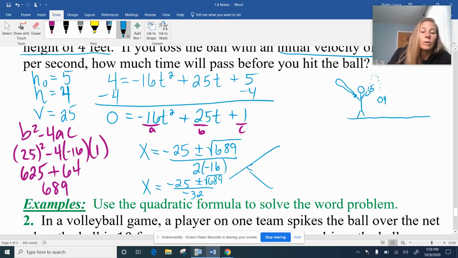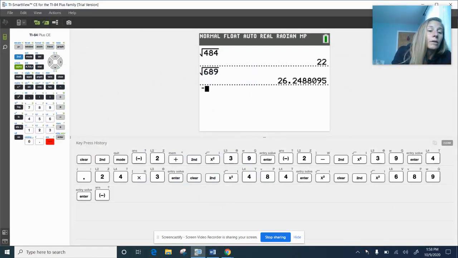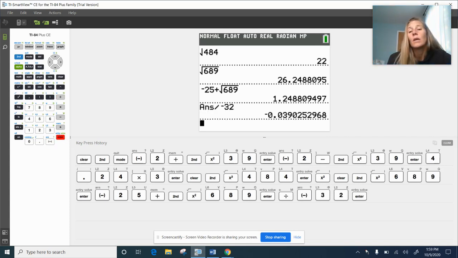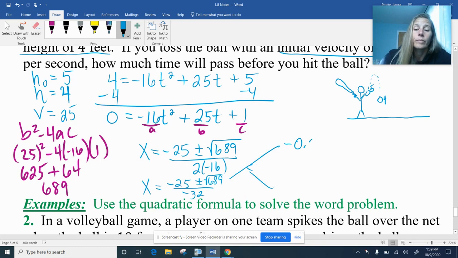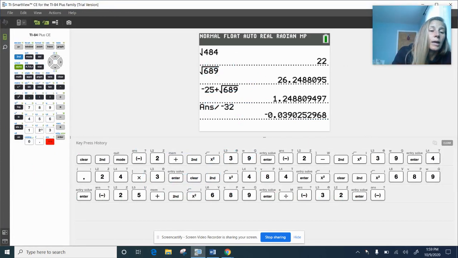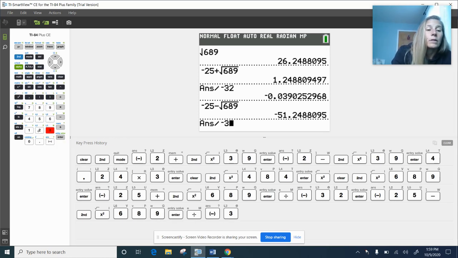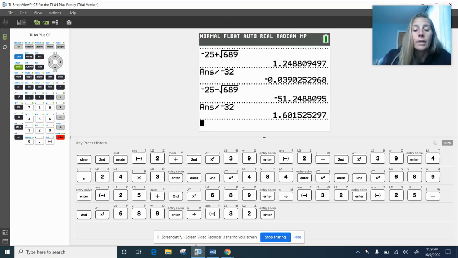So first I'm going to do negative 25 plus the square root of 689. Now make sure you hit equals, then divided by that negative 32. Otherwise, you'll need extra parentheses. So I get negative 0.04. And then my other one, I will just do the opposite with the minus sign. So negative 25 minus the square root of 689, hit equals, then divided by the negative 32. And that's 1.60.